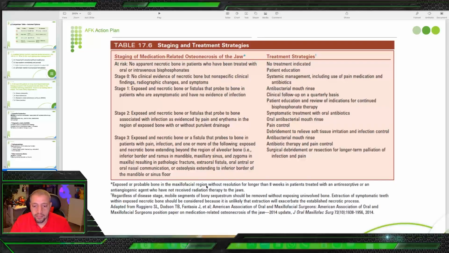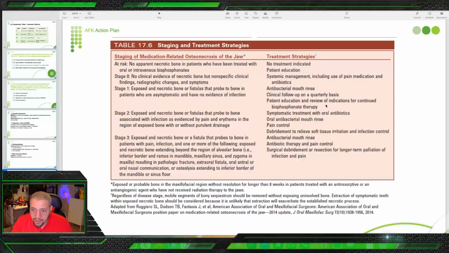Exposed probable bone in the maxillofacial region without resolution for longer than 8 weeks, with a patient history of taking this medication and no history of radiation. Okay, so this is the condition. This is the management. I know most of us, when you hear the management, feel like, no, this makes no sense.